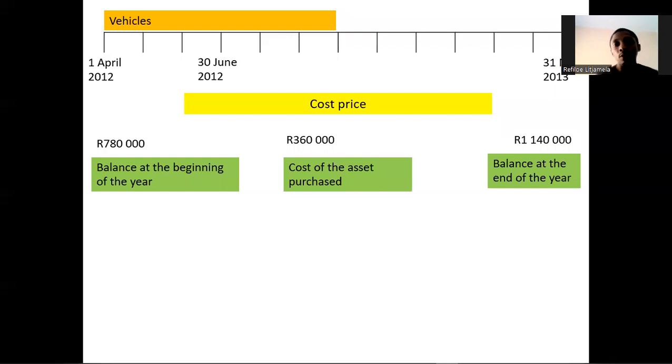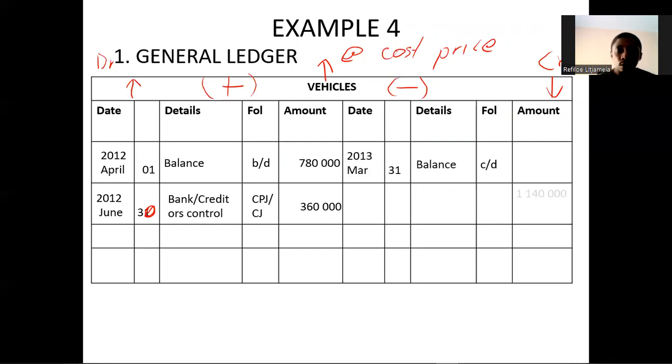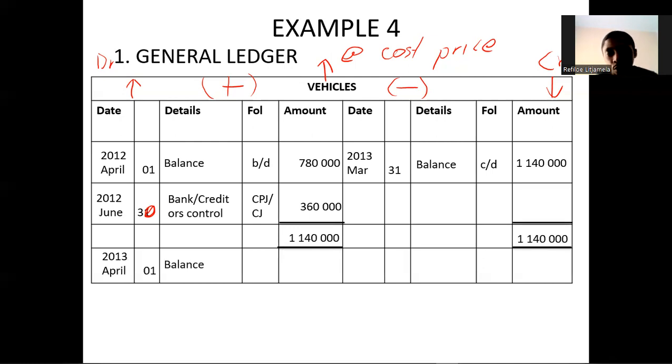Okay, to record this, we will actually debit our vehicles because we bought more vehicles. So we will debit it by bank or creditors control because we're not sure how it was purchased. So we're going to have CPJ or CJ, the amount will be 360. It will decrease when we dispose of, when we sell an invoice. In this case, there was no information about us selling, therefore we will just balance it off by having balance carried out of 1,140,000.